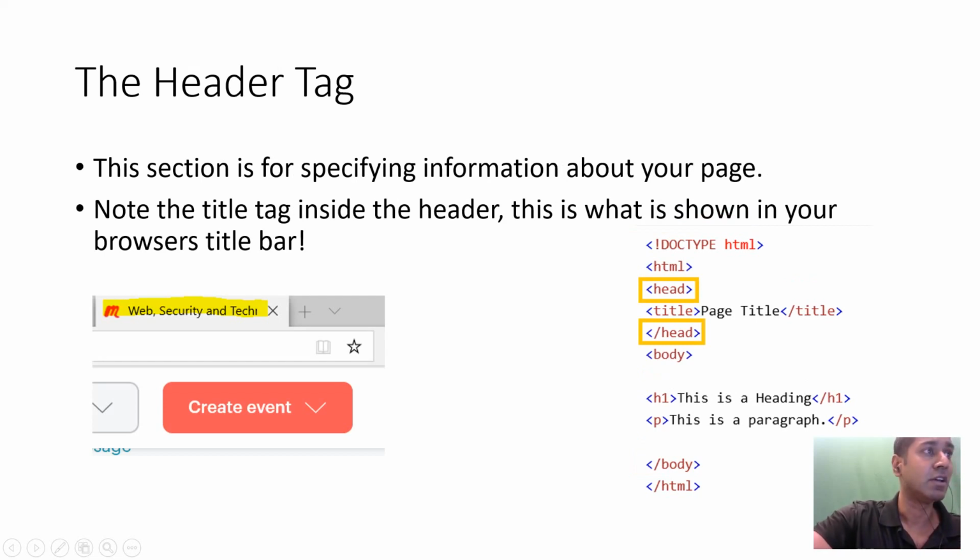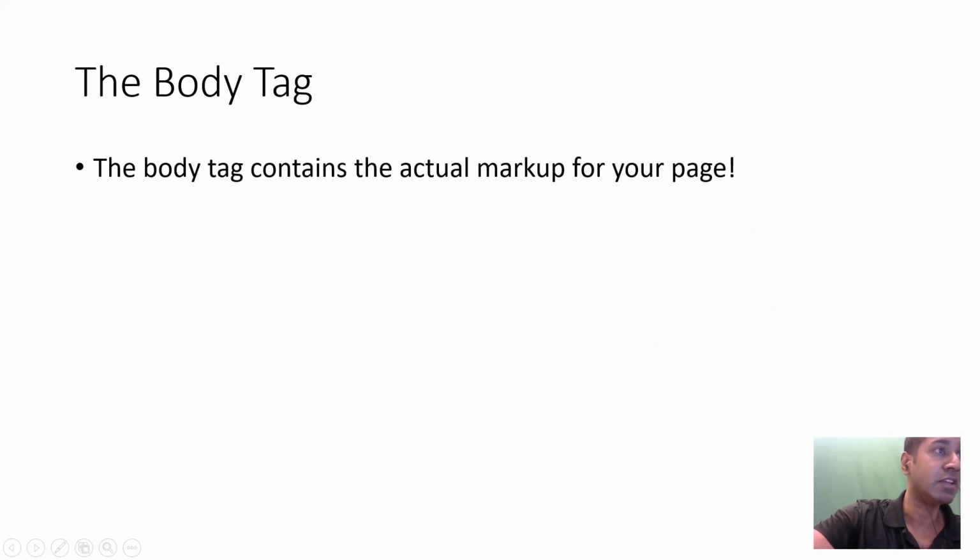The header tag. This is for specifying information about your page. It's not shown in your browser. This is usually like descriptive information. The title tag, for example, would hold what is shown in your tab. So it's information about the page, or at the top of your browser in the title. It doesn't actually appear in the actual page you're viewing. And the body. This contains the actual markup for your page, and we'll be taking a closer look at that in just a moment.